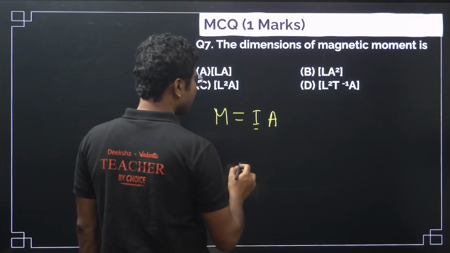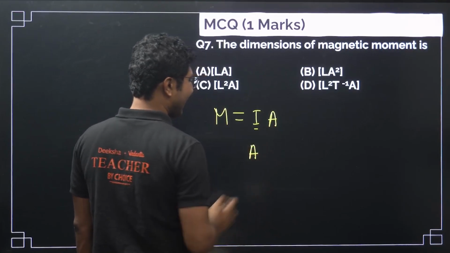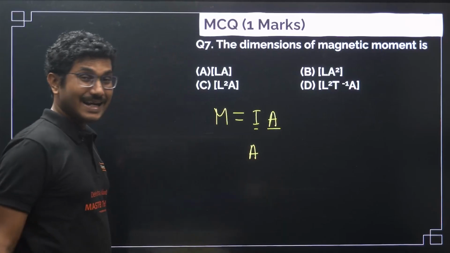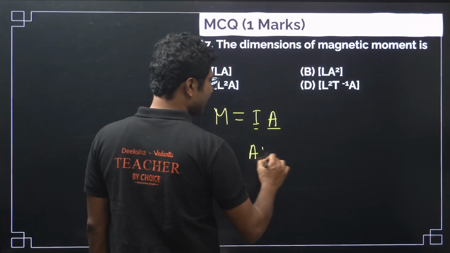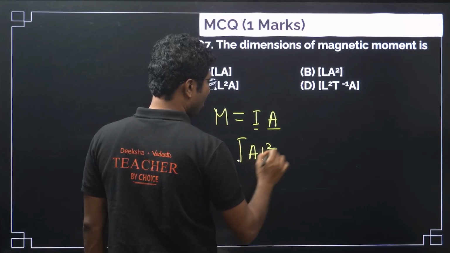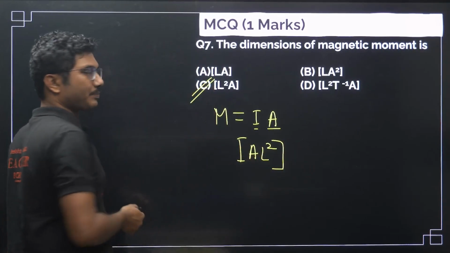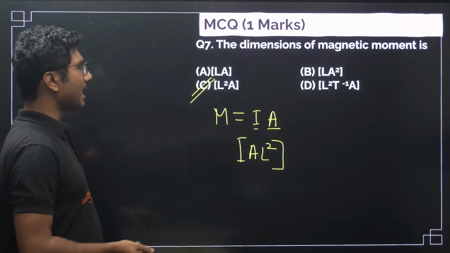So, what is the dimension of current? Dimension of current is A, ampere. What is the dimension of area? Area dimension is L square. So, dimension of magnetic moment is A L square or L square A. Very simple question, simple answer.